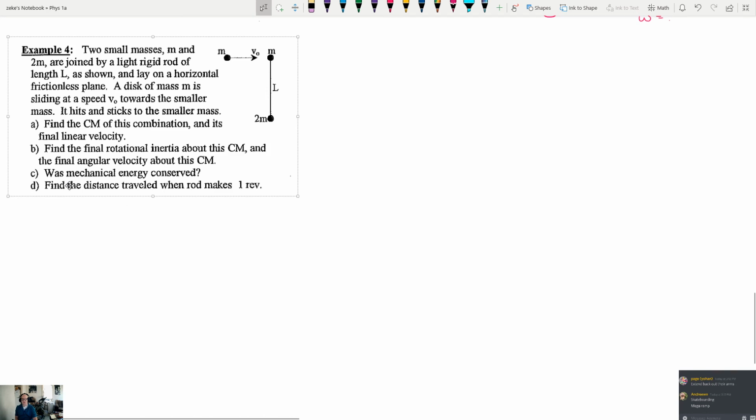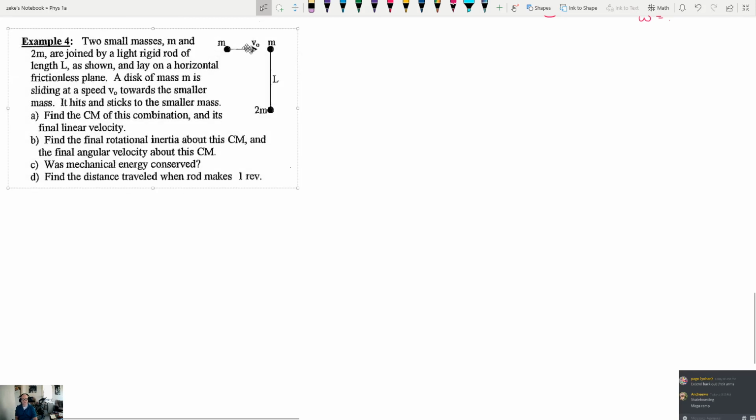So I want to repeat what's happening in the problem. There's a horizontal frictionless plane, so you can think about this like an air hockey table or something like that, and you've got like 4 pucks. These 2 pucks, m and 2m, are connected by a rod. That means that they can't separate from each other, okay? These are stuck together. And the mass little m comes along and hits them, okay?